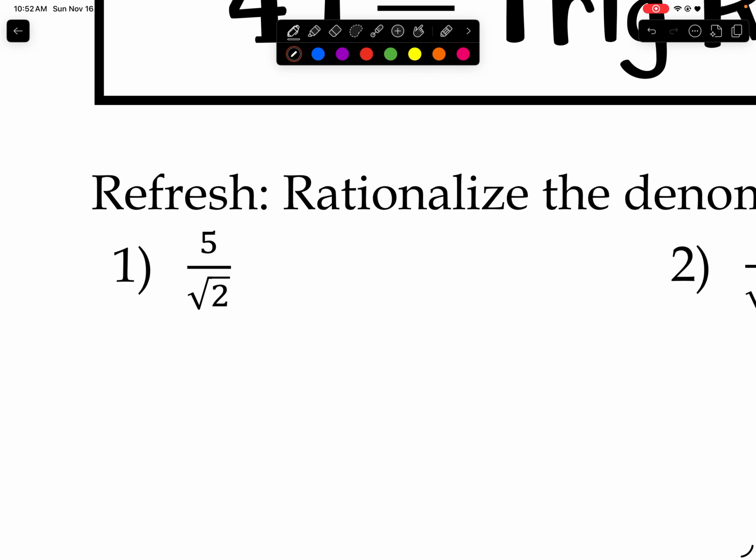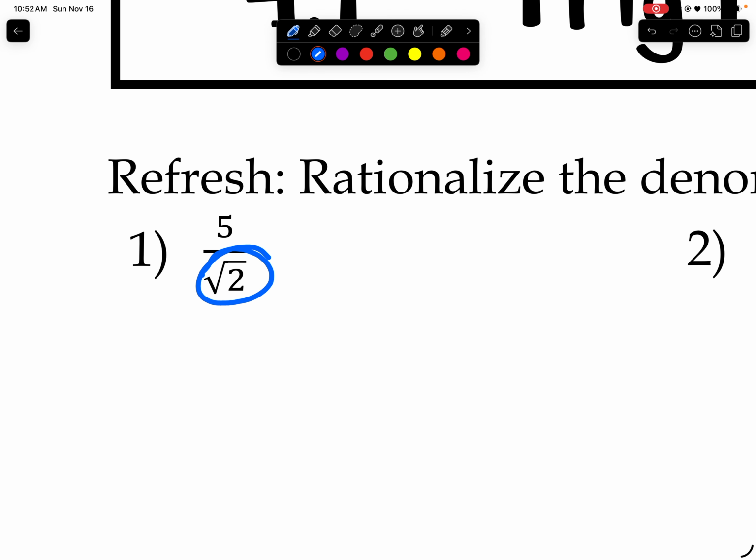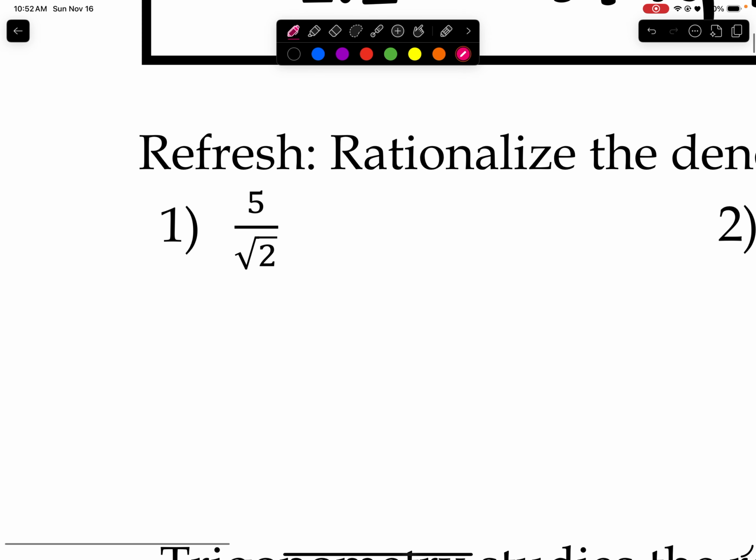So, looking at this very first one, we have 5 divided by the square root of 2. What I want to do to rationalize is look at my radical value that's in the denominator, and we're going to multiply by what we call a funky form of 1. So, in order to get rid of that root 2 in the bottom, I'm going to multiply by root 2 over root 2.